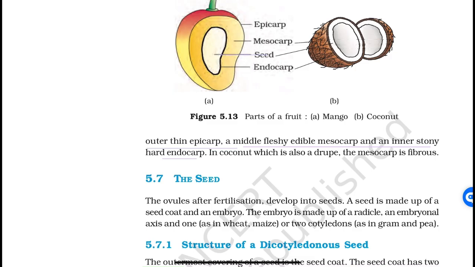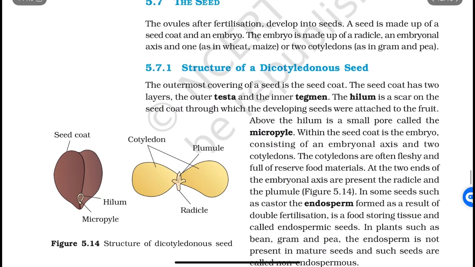This is the seed, this is the mesocarp, this is the epicarp, and this is the endocarp. In coconut, which is also a drupe, the mesocarp is fibrous. This is the mesocarp, the fibrous hairs. The seed.